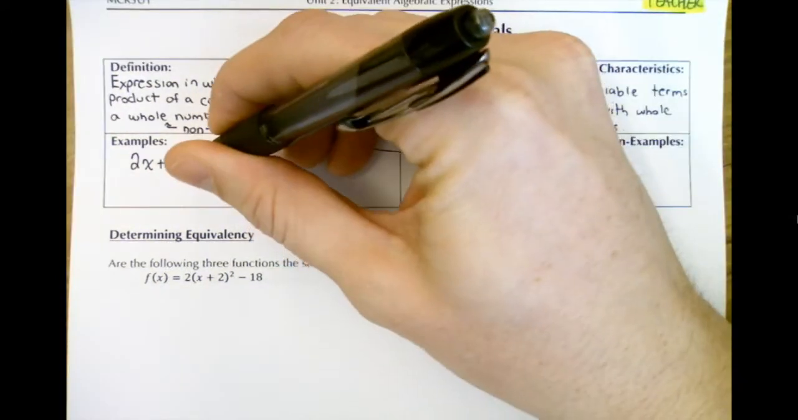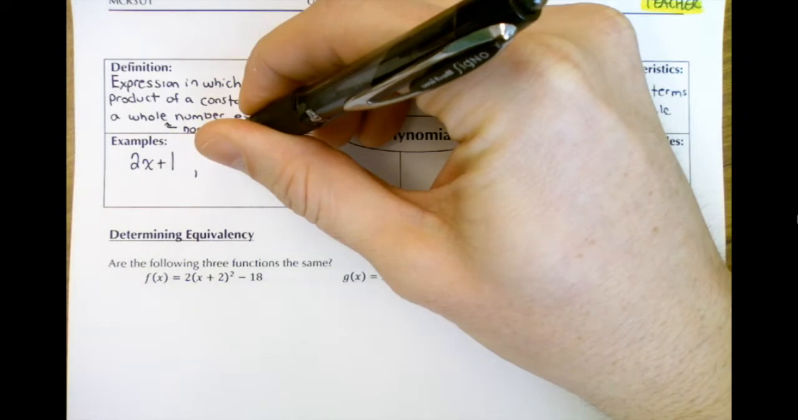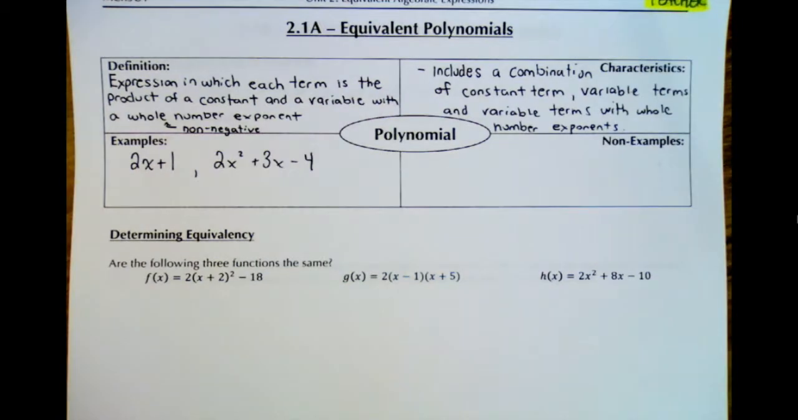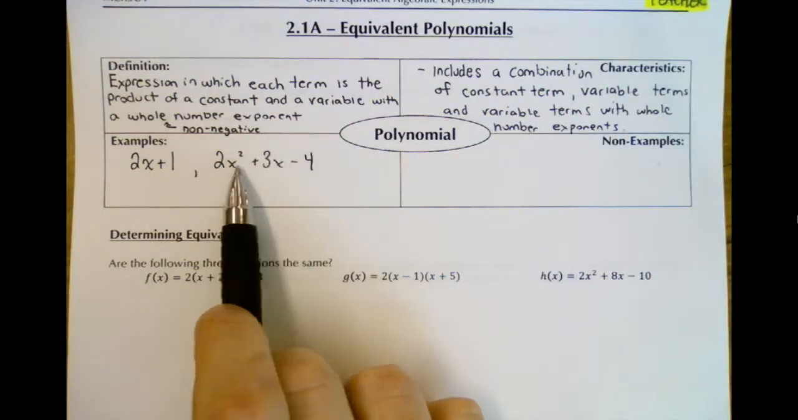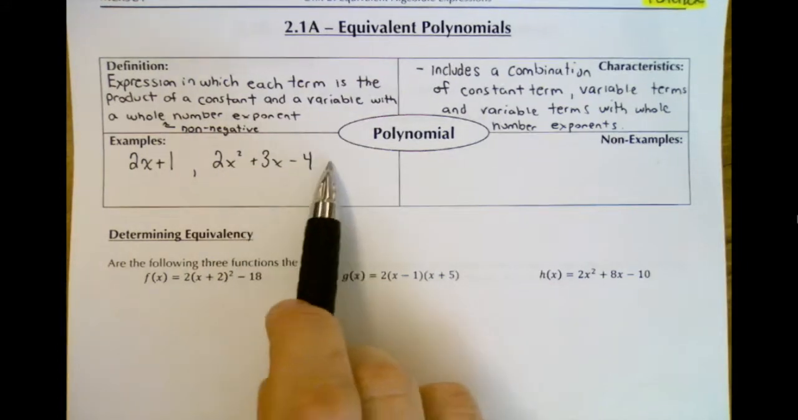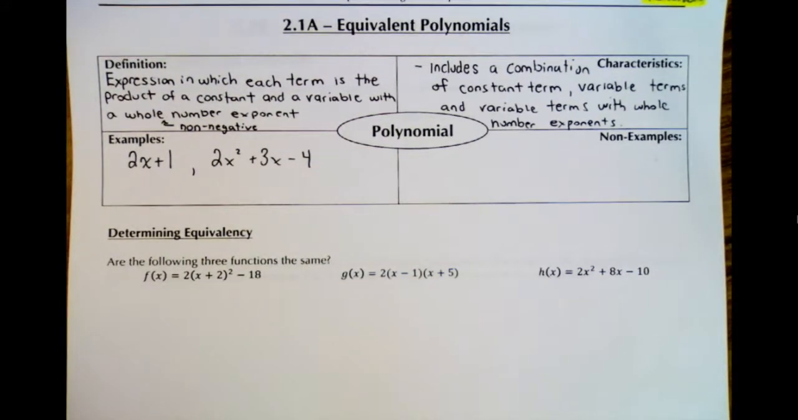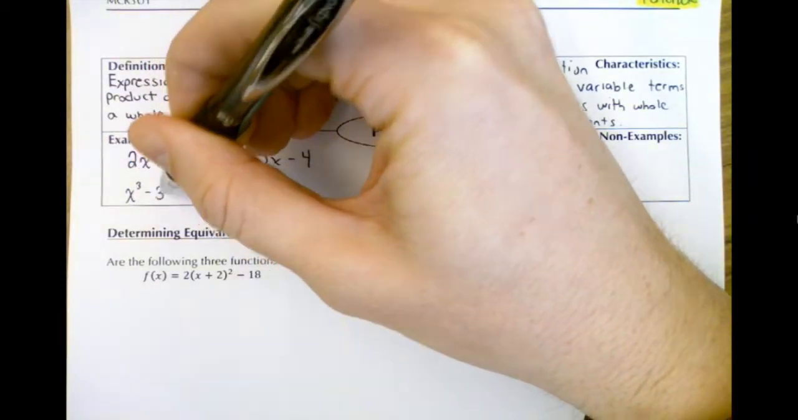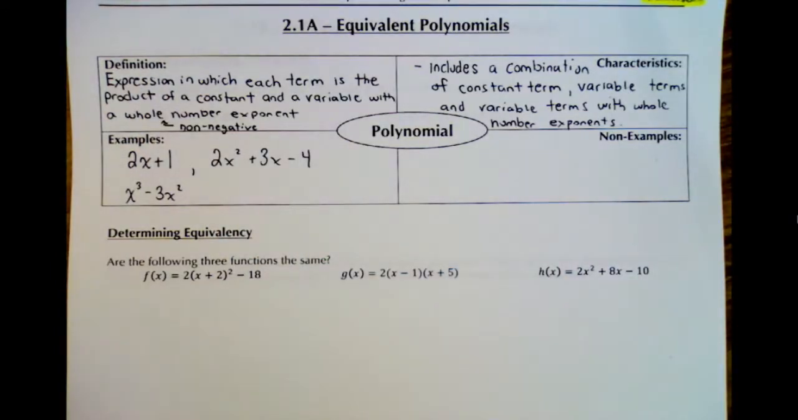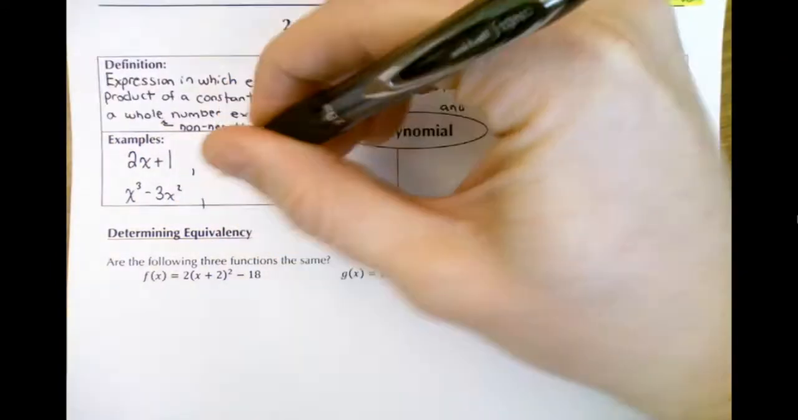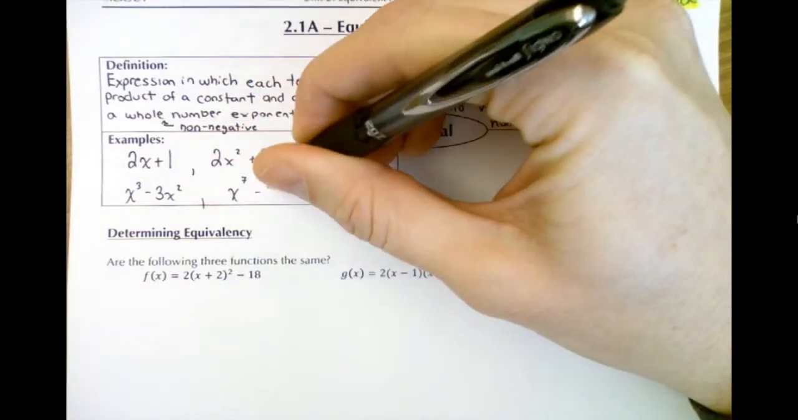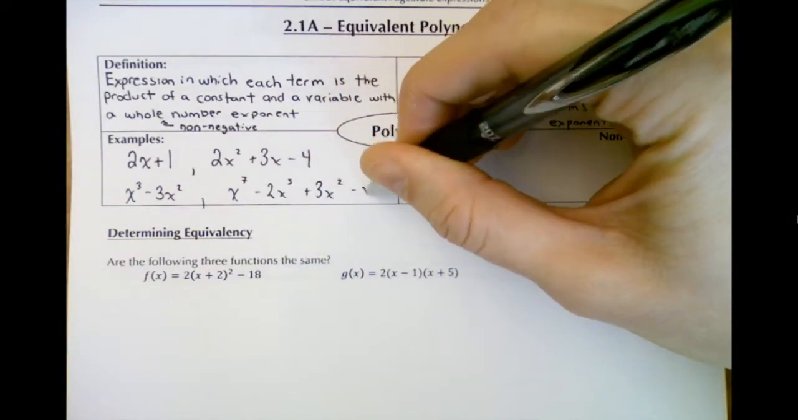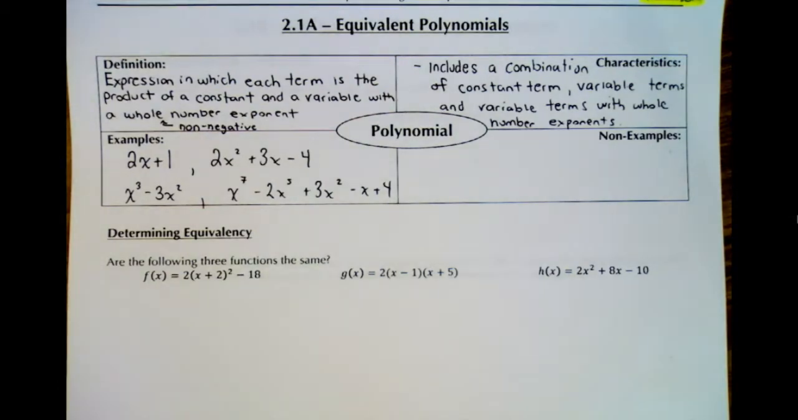Another example would be a quadratic polynomial. So we're going to have something like 2x squared plus 3x minus 4. And again, only positive exponents and variables with coefficients and then constant terms. It doesn't have to have a constant term, it can just have variable terms, like x cubed minus 3x squared. Or it could have 4 or 5 terms, like maybe x to the exponent 7 minus 2x to the 5 plus 3x squared minus x plus 4. And again, that's another polynomial expression.